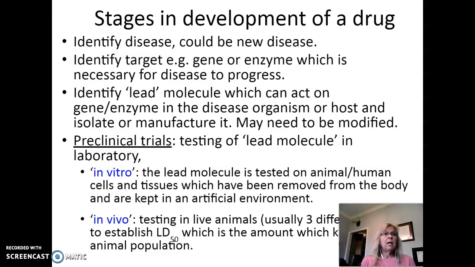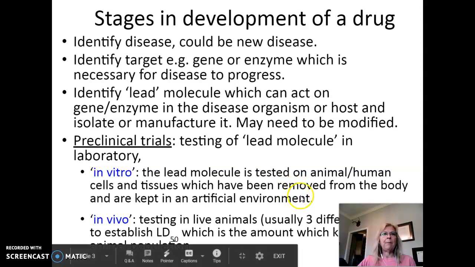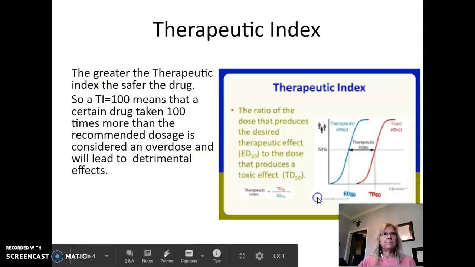In vivo is testing on live things. And this is the kind of thing that has to happen before we can put it out there to the general public. And so this is defined as testing on live animals, usually at least three different species, to establish a lethal dose. And this is where 50% of the subjects are killed. And so this is where we are using animals instead of people because we don't want that to happen to the people in our study.